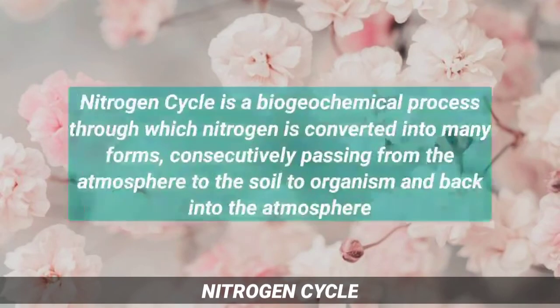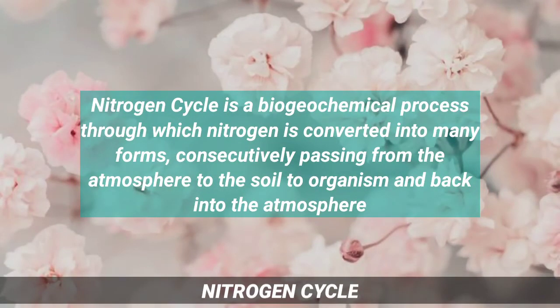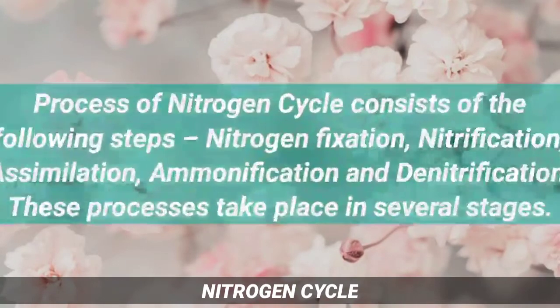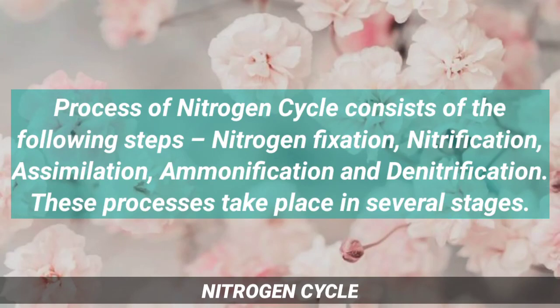The nitrogen cycle is a biogeochemical process through which nitrogen is converted into many forms, consecutively passing from the atmosphere to the soil, to organisms, and back to the atmosphere. The stages of the nitrogen cycle. The process of the nitrogen cycle consists of the following steps: nitrogen fixation, nitrification, assimilation, ammonification, and denitrification. These processes take place in several stages.